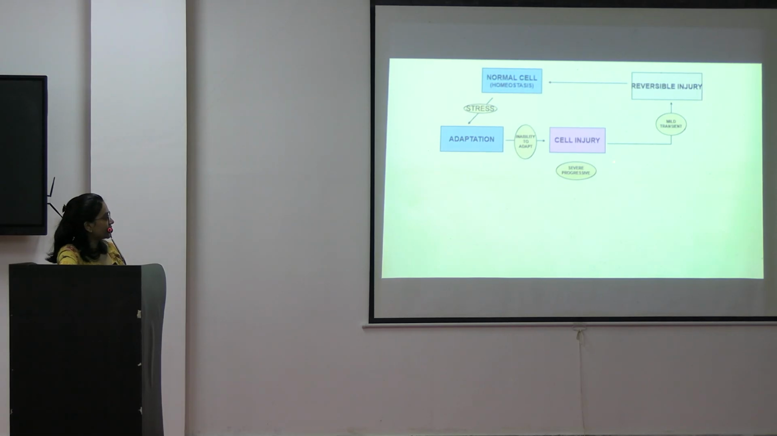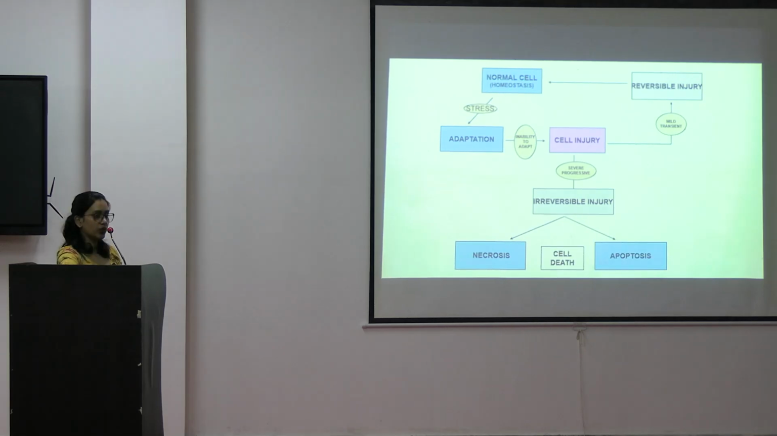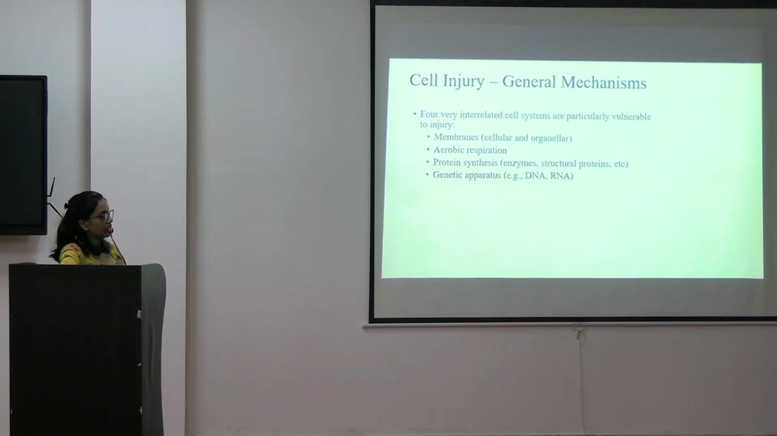But if the stress is severe and progressive, then it will be irreversible cell injury, which will have two forms. It will either result in necrosis or apoptosis, both resulting in cellular death. This is a very important diagram. You will have it in your textbooks as well. Please remember it. Okay? So now what are the general mechanisms of cell injury?